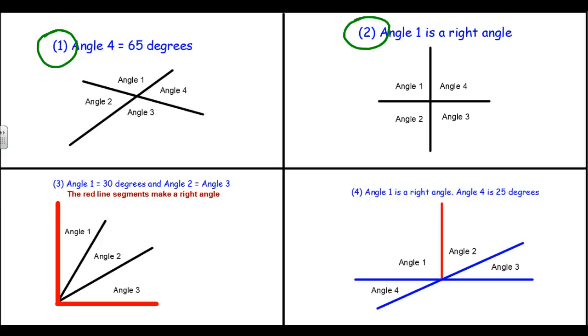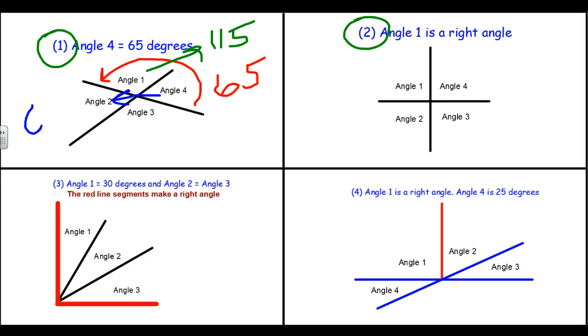For example, in number 1, we know that angle 4 is 65 degrees. We can go about that one of two ways. We can either look at angle 4 and angle 1 together, which have to make up 180. And in order for angle 1 and angle 4 to become 180, angle 1 has to be 115 degrees. Or we can look at the fact that angle 4 is vertical to angle 2 because it's across the intersection there. So angle 2 is also 65 degrees, and then angle 3 is 115. So here we need vertical angles and supplementary angles to solve it.